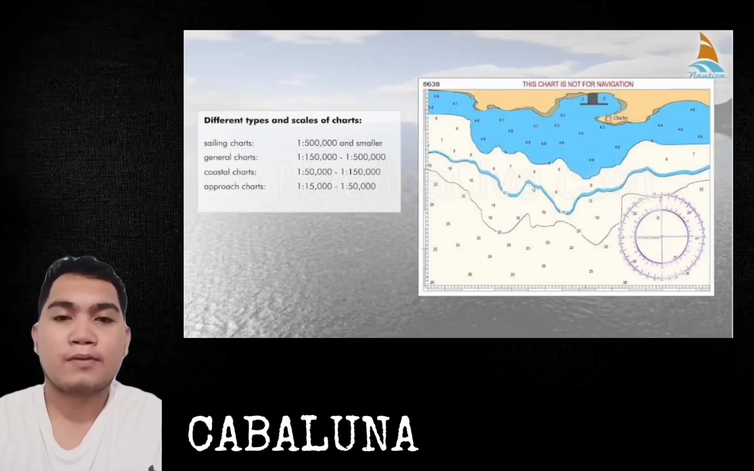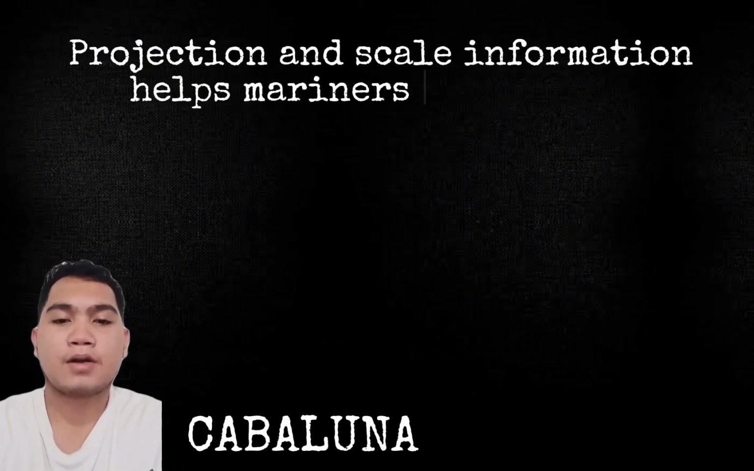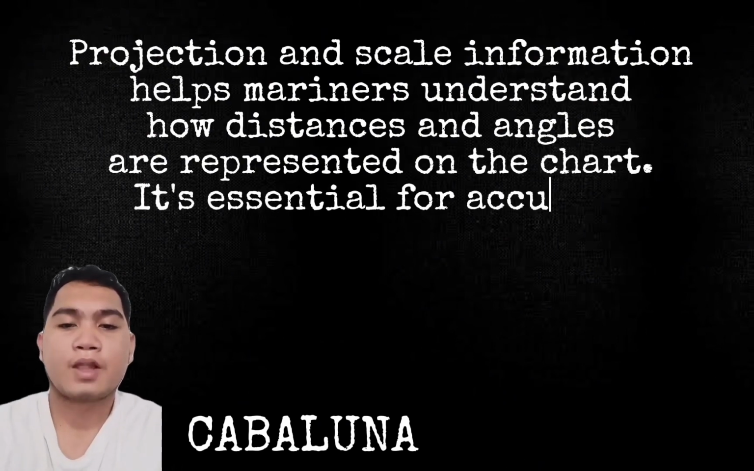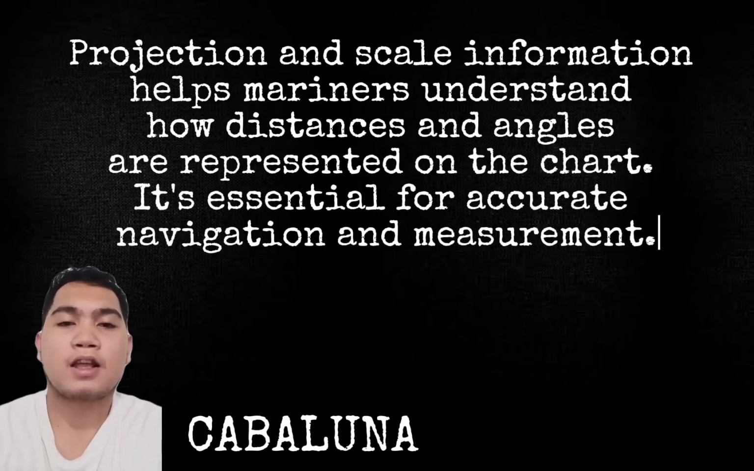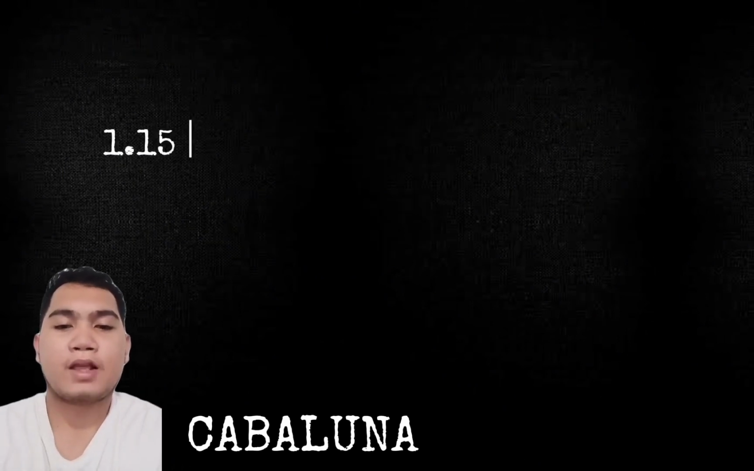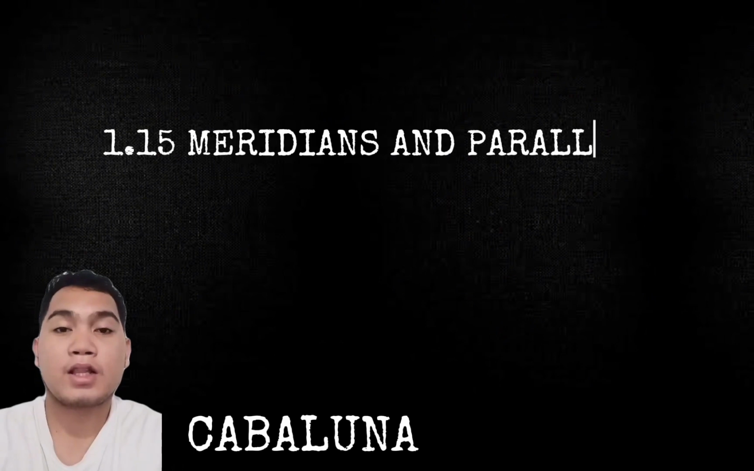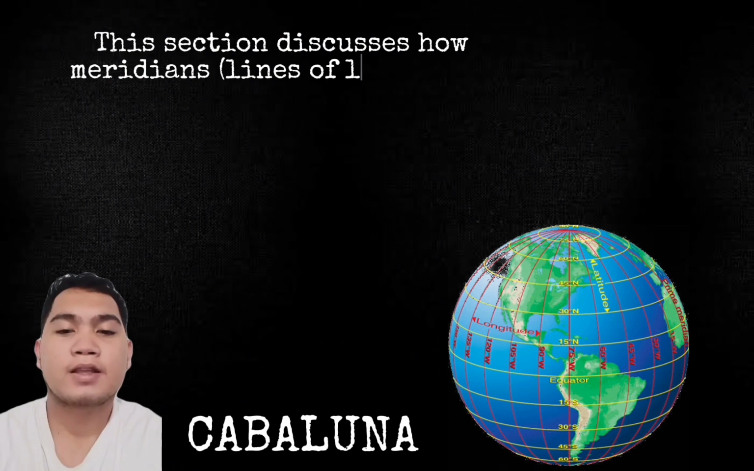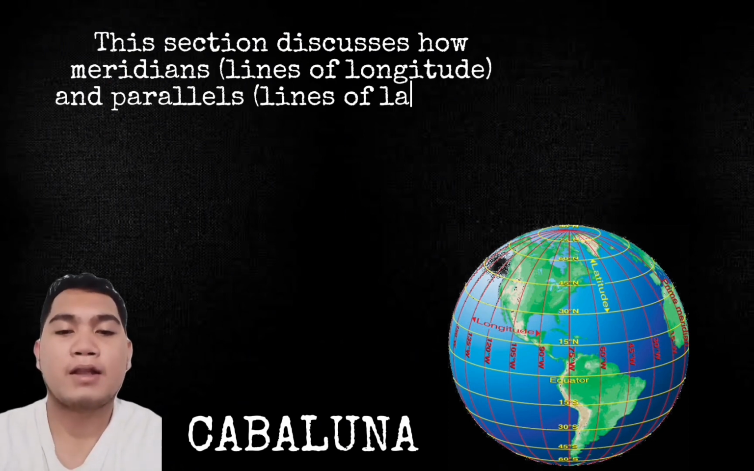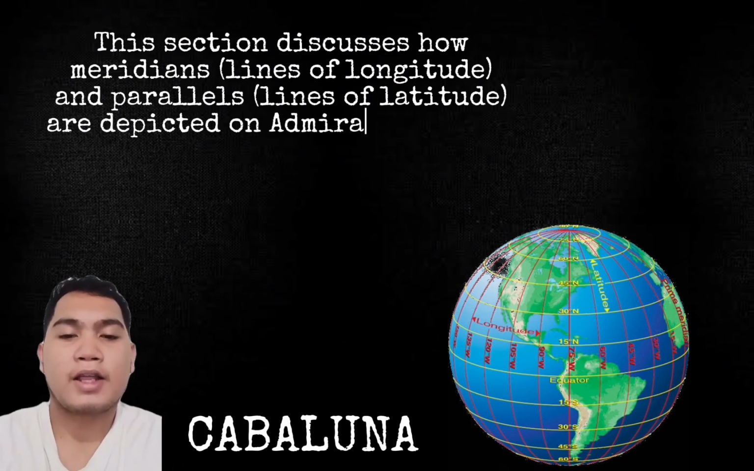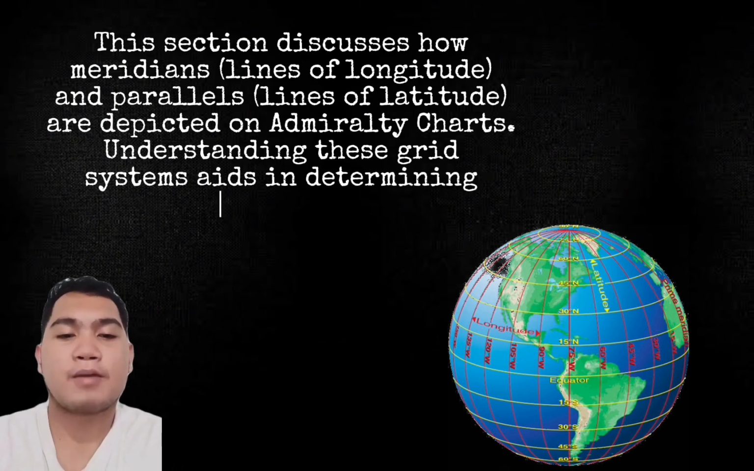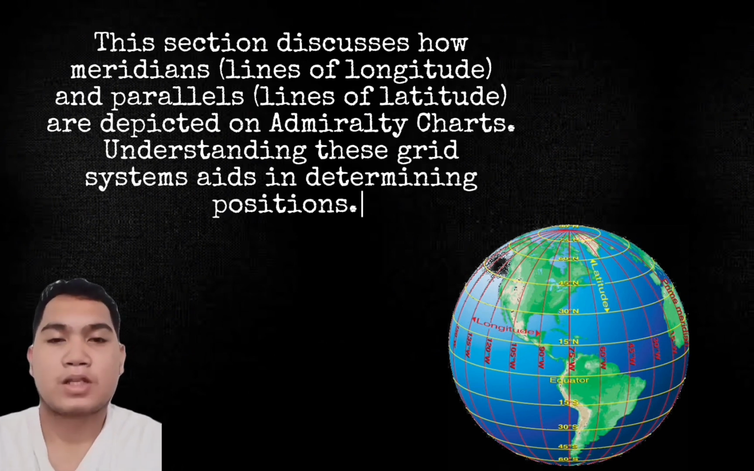1.14 is all about projection and scale. Projection and scale information helps mariners understand how distance and angles are represented on the chart. It's essential for accurate navigation and measurement. 1.15 is all about meridians and parallels. This section discusses how meridians, or lines of longitude, and parallels, or lines of latitude, are depicted on Admiralty charts. Understanding this grid system aids in determining positions.